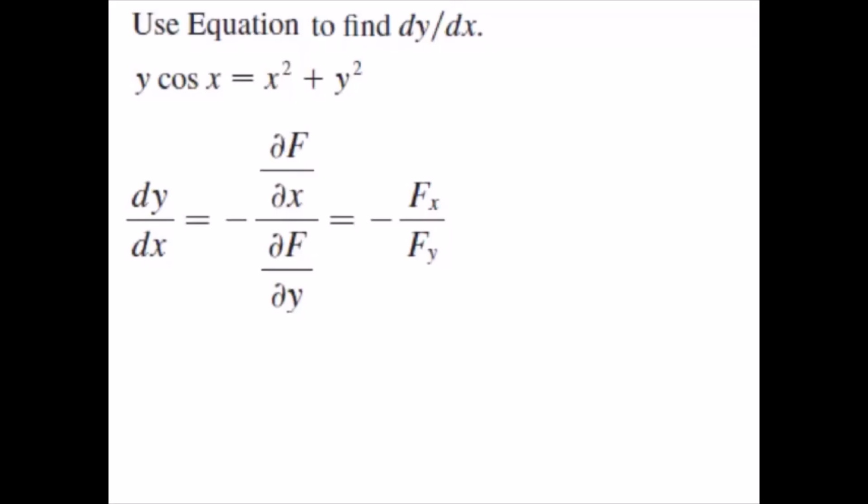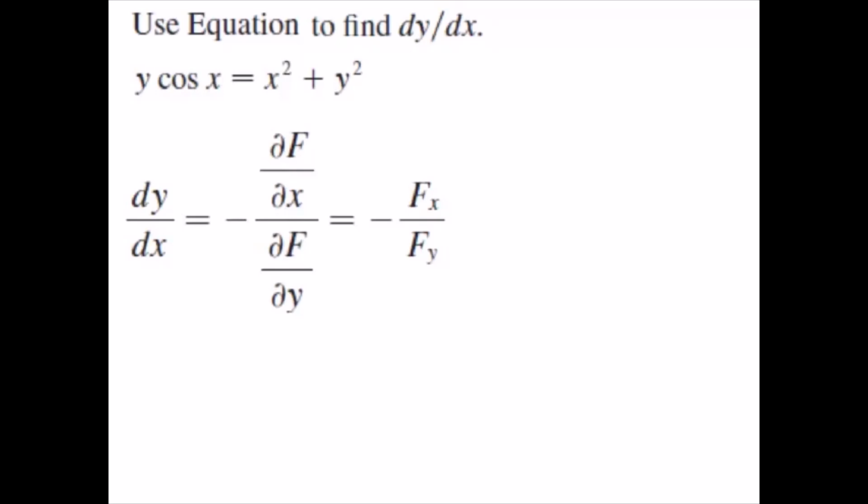Use the equation to find dy over dx for y cosine x equal to x squared plus y squared. Dy over dx is going to be negative the differential of f over x divided by the differential of f over y, or minus fx divided by fy.